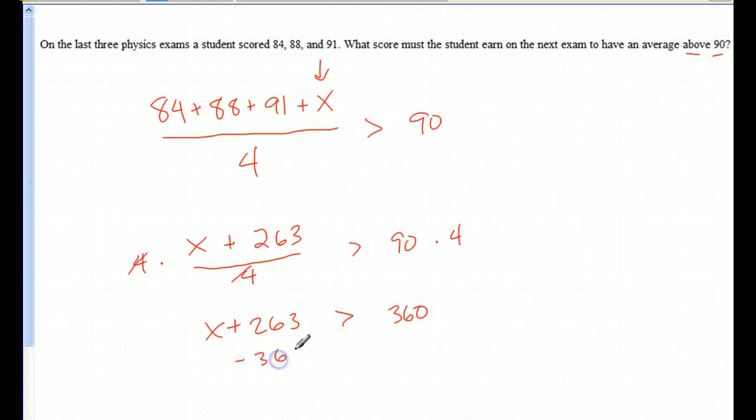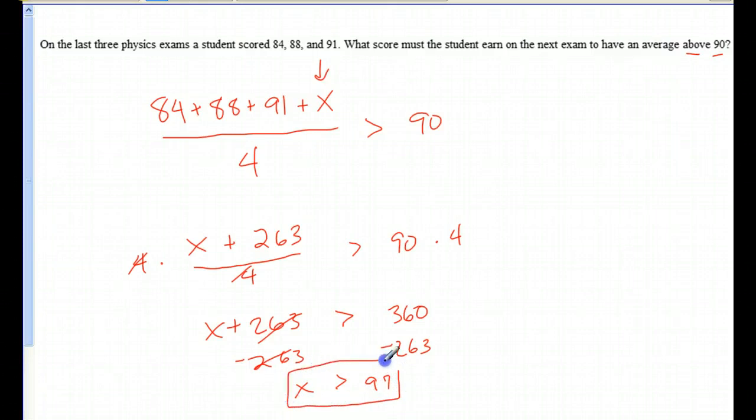Subtract 263 from 360. Alright, that's gone, and x has to be greater than, do this subtraction, and you'll get 97. So to average above a 90, they've got to score almost a perfect score on that last one.